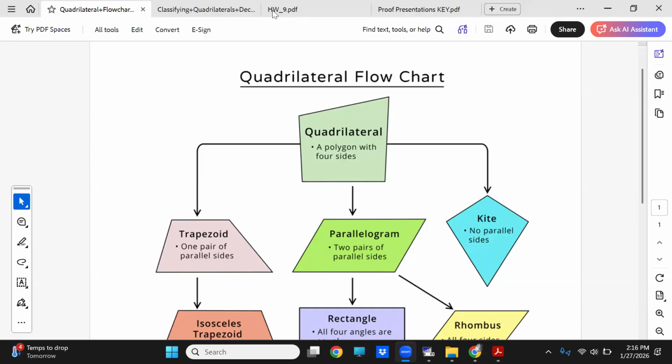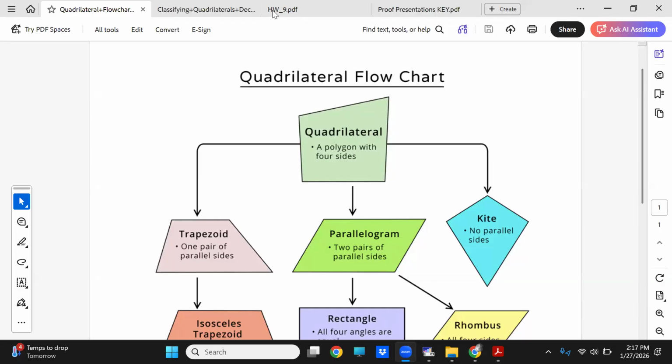The quadrilateral is the most basic four-sided polygon you can think of, right? Just any shape, four sides, we call it quadrilateral. They can become more special depending on what's happening among the sides and angles. So a trapezoid, as we know, has one pair of parallel sides. A parallelogram has two pairs of parallel sides. A kite has no parallel sides. But what makes a kite special is you have two pairs of consecutive congruent sides. These two right next to each other congruent, these right next to each other congruent.